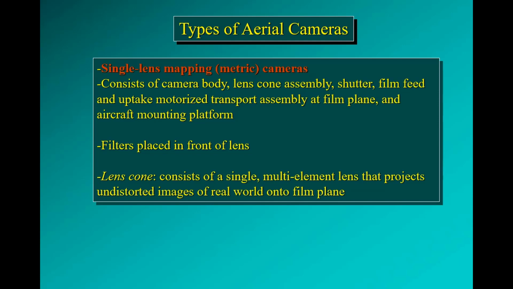Also note that in the United States, the Federal Aviation Administration, or the FAA, must approve the cutting of a hole within the airplane fuselage that is used to accommodate aerial cameras. So if you have plans on doing something like that, just remember that you need to get FAA approval before doing so. Also keep in mind that the lens cone is going to contain a single multi-element lens that projects an undistorted image of the real world onto the film plane.